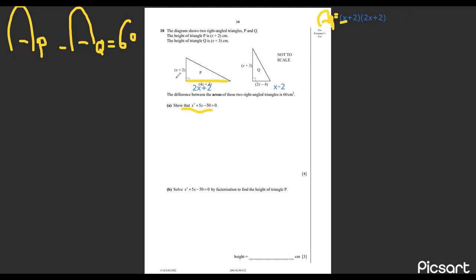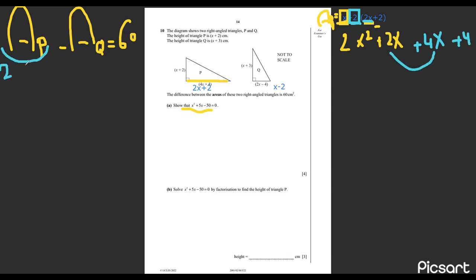Let's start with x here: x multiplied by 2x is 2x squared, and x multiplied by 2 is 2x. Now we multiply the 2 itself: 2 multiplied by 2x is 4x, and 2 multiplied by 2 is 4. We merge these, so the area of P will be equal to 2x squared plus 6x plus 4.